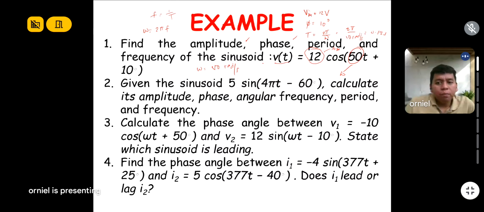To find the frequency, since we know the formula for frequency and we have the period already, frequency will be equal to 1 over T, or 1 over the period. So 1 over 0.12. What is the frequency?